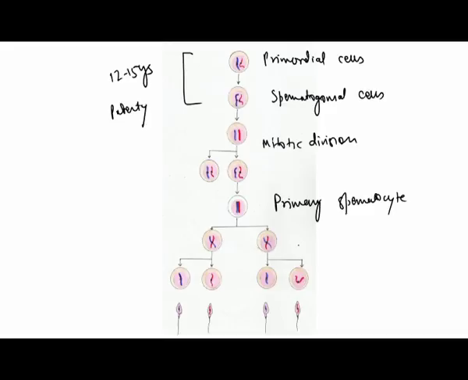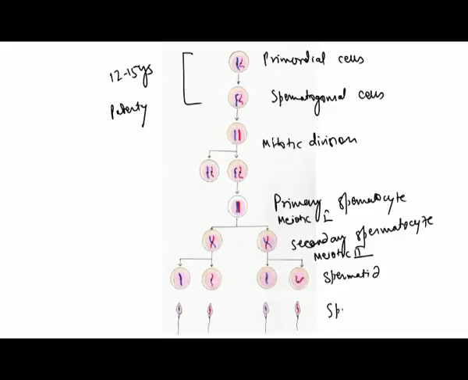Now, this primary spermatocyte will undergo meiotic 1 division to form secondary spermatocyte. And this secondary spermatocyte will undergo meiotic 2 division to form spermatid, and this spermatid will eventually differentiate into spermatozoa. So, this is a complete process of the developmental stage of the cells in the testicular area. Of course, we are discussing about the male cell here, and similarly we will discuss about the female system also. So, in the male system it starts with the primordial cell and it is going to form the spermatozoa.